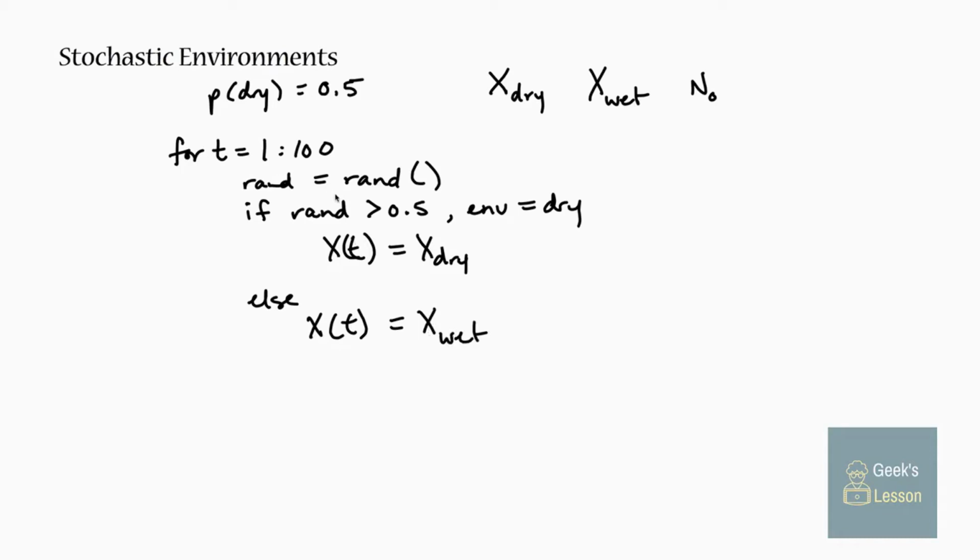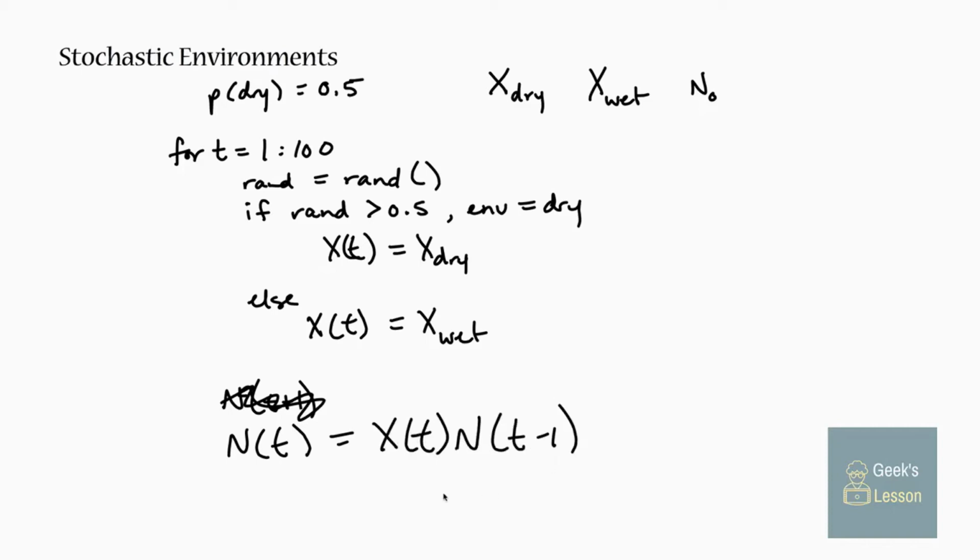And so now that I've decided my environment, which decides my matrix, then I can say n at t plus 1, or I guess, given the way I've written this loop, n at time t is equal to x at t times n at t minus 1. If you rinse and repeat and do that 100 times, your population will get projected forward based on a random series of environments x at t. So you could do it this way.